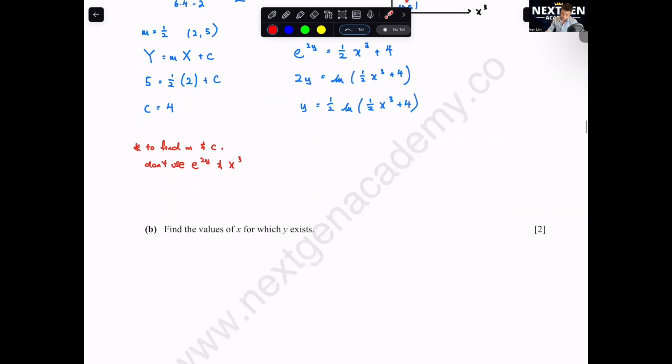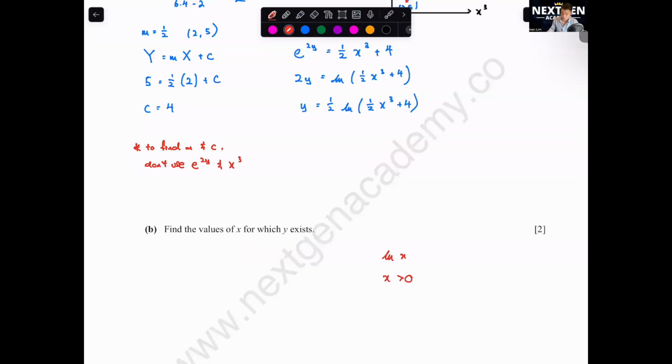Question B. Find the values of x for which y exists. Why would they ask you this question? Asymptote, because of the nature of the equation. This is a ln graph, and my argument, that means the value inside the bracket needs to be more than 0. So you have to remember this one, ln x: my domain, x needs to be more than 0.